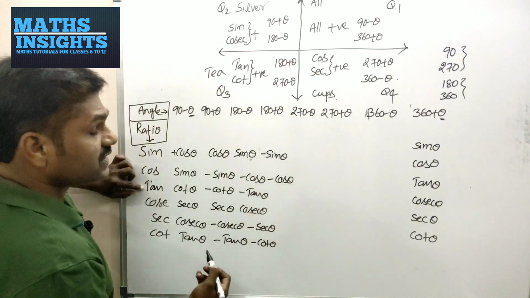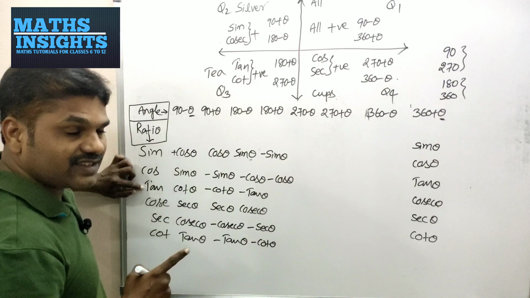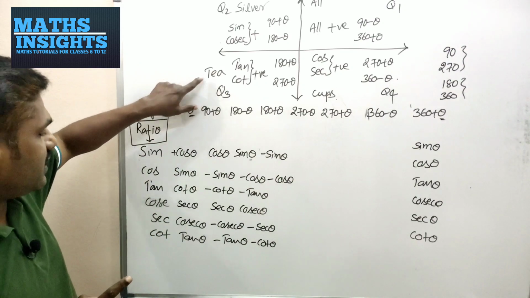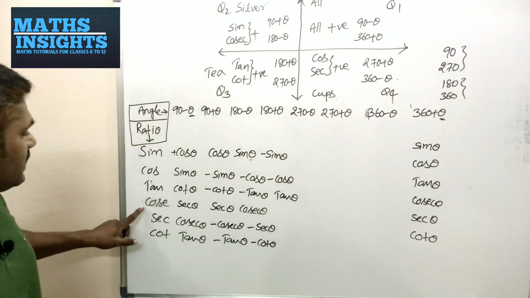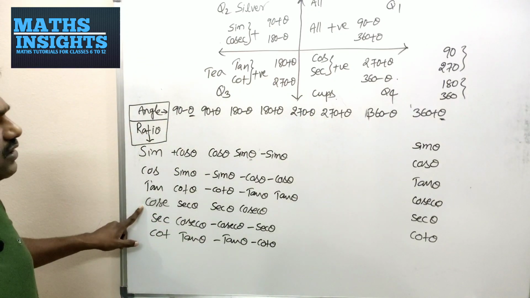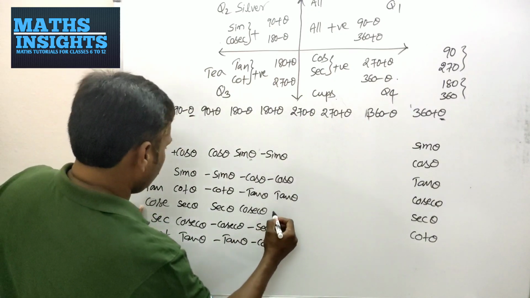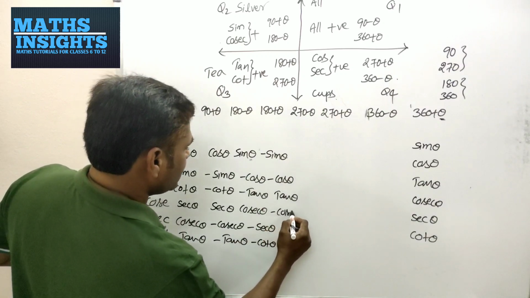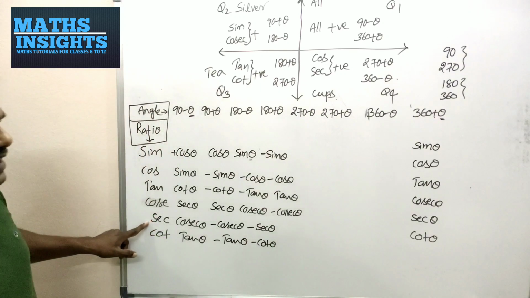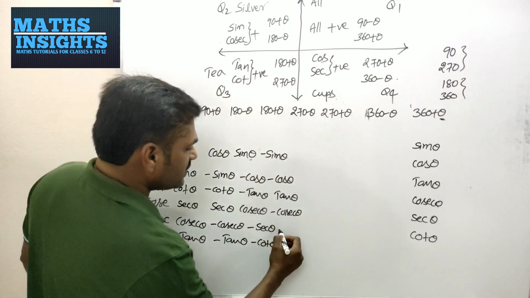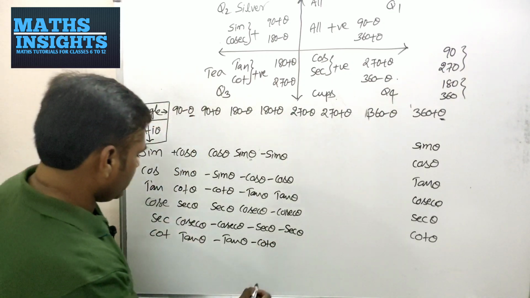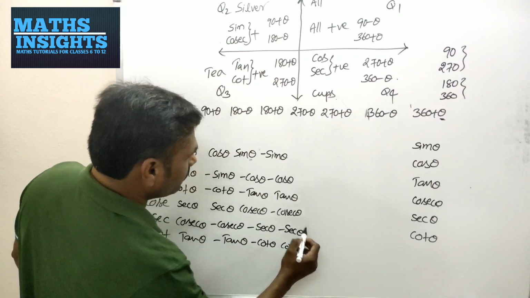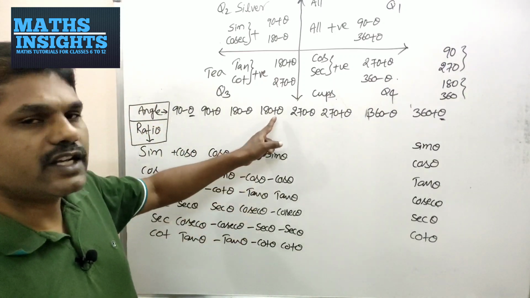Is this minus tan theta or plus tan theta? Plus tan theta. Why? Because tan is positive there. Therefore, this will become plus tan theta. And cosecant is not positive in the third quadrant, therefore it will become minus cosecant theta. And secant is also not positive, therefore minus secant theta. Cot is positive, therefore it will become plus cot theta. So, these are the results for 180 plus theta.